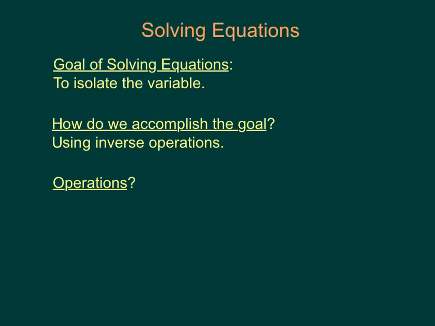The goal is to isolate the variable. So get this into your notes. The goal of solving equations is to isolate the variable, to get that x equals, or k equals. Get that variable by itself. And how do we accomplish this goal? By using inverse operations. So again, get that into your notes. The goal is to isolate the variable using inverse operations.